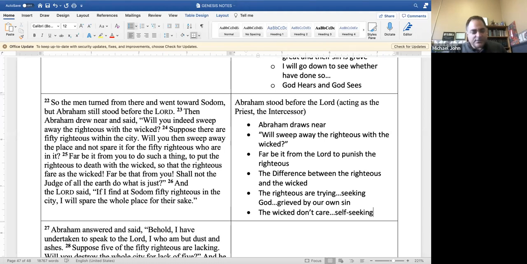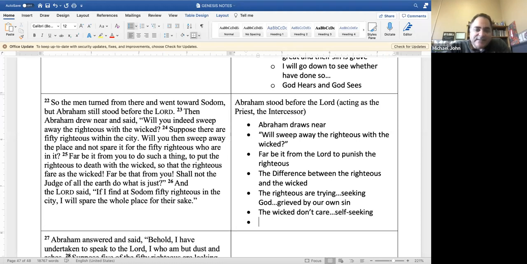And so the wicked are those who don't care. They're not seeking the Lord. They're seeking their own pleasures. The righteous, like Abraham, is considered righteous. Sarah would be considered righteous. Lot is righteous. Even though Lot is severely flawed, he is called righteous in this passage. So we have this big difference here. And he says, yes, Sodom deserves to be wiped off the map. But there's got to be some righteous people there. Shall not the judge of all the earth do right?